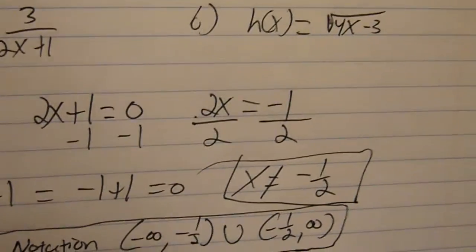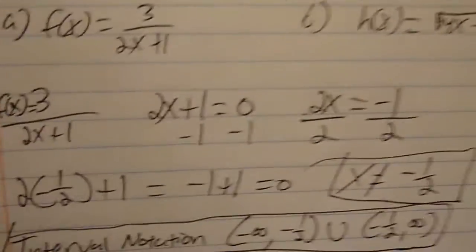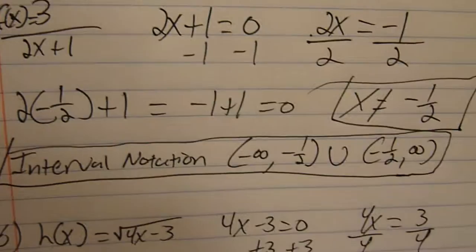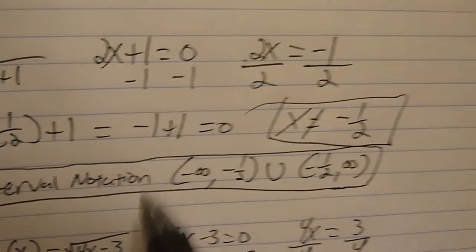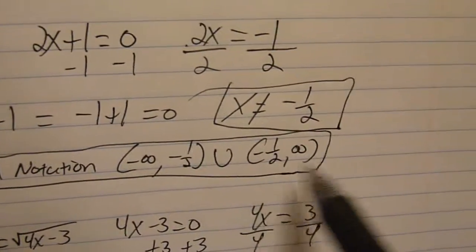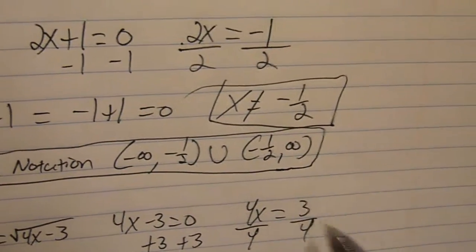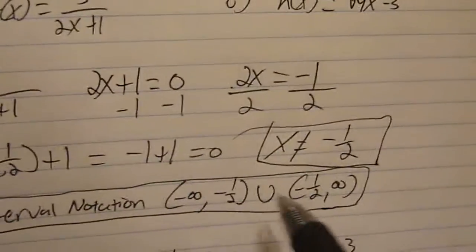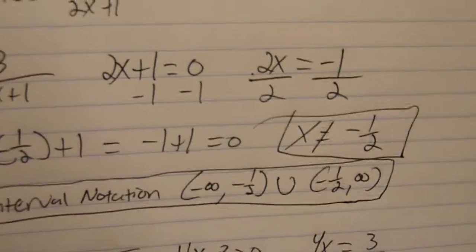Since it can't equal negative 1/2, it is not included. So in interval notation, your answer is going to look like parenthesis, negative infinity to negative 1/2, union, negative 1/2 to infinity, parenthesis. You don't use brackets here because it's not included, like I said. Let's go to part B.